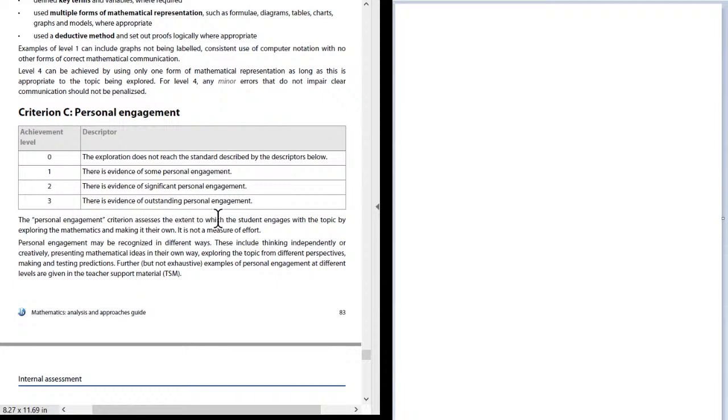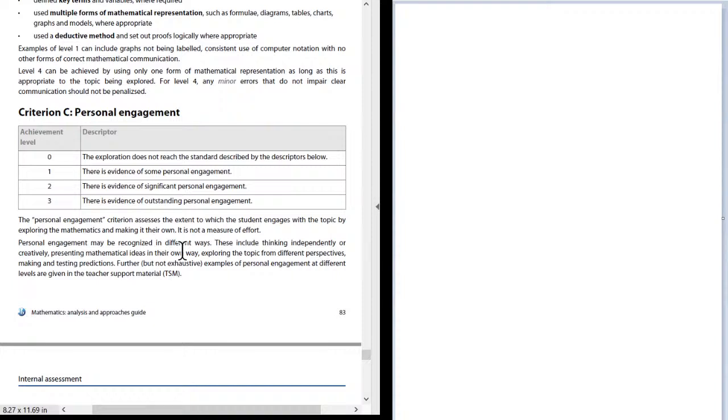It assesses the extent to which the student engages with the topic by exploring the mathematics and making it their own. So a lot of people say, oh, I really like this XYZ topic. I was very passionate about it. I started reading about it since I was 5. Ever since I was a little kid, I wanted to become someone in this field. I always wanted to become a scientist. That is engagement and it's personal, but it's not the one that I'm looking for.